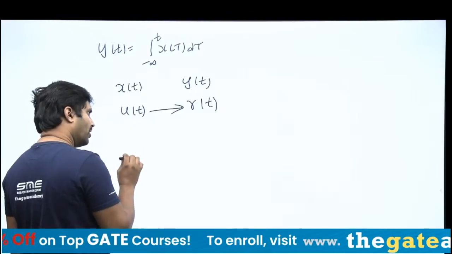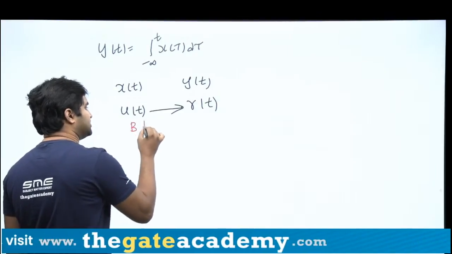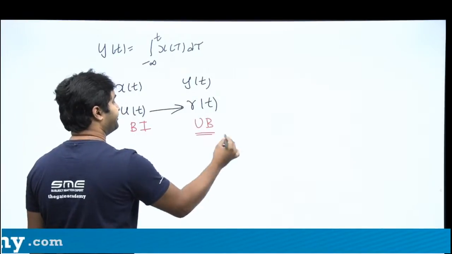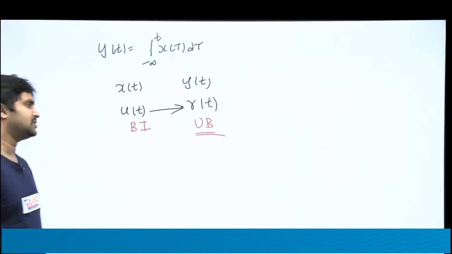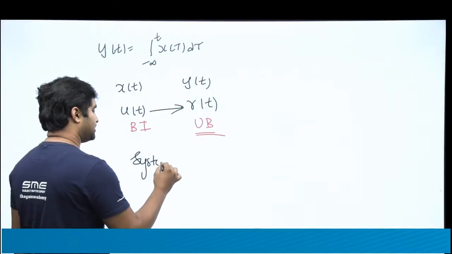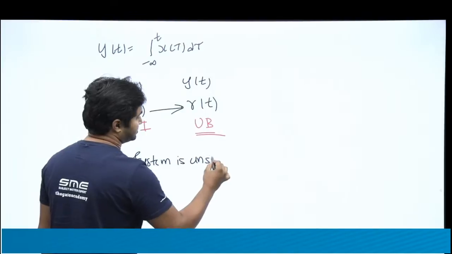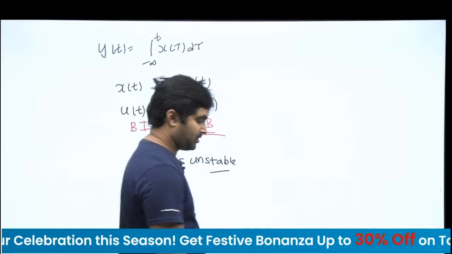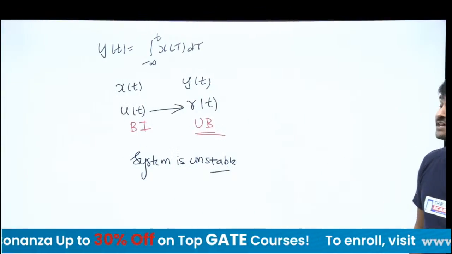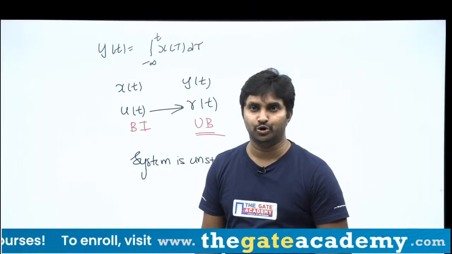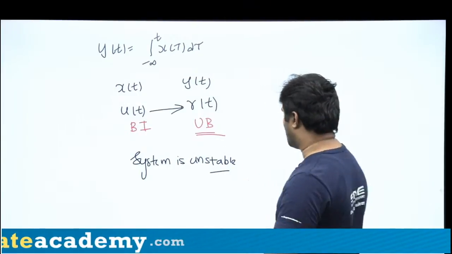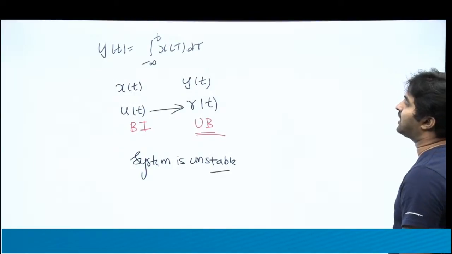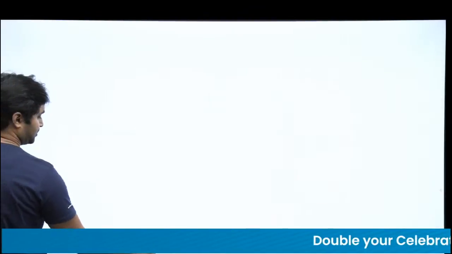Now, we know by now this is bounded, so this is fine, but this is unbounded. This is not acceptable. So, we say the system is unstable. The system is unstable because the step input is leading towards the ramp output. The step is leading towards the ramp. So this is not acceptable for us, isn't it? Next one is, what is the next one?